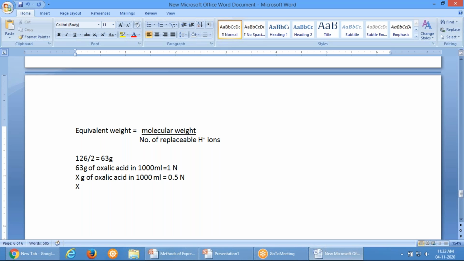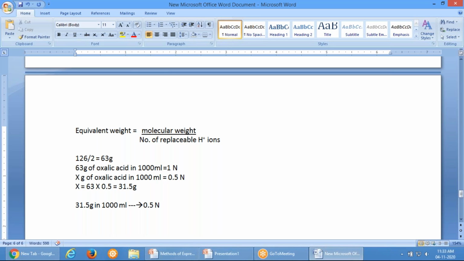So now X is equal to 63 into 0.5. 60 into 0.5 is 31.5. So 31.5 grams in 1000 ml will be 0.5 normal.